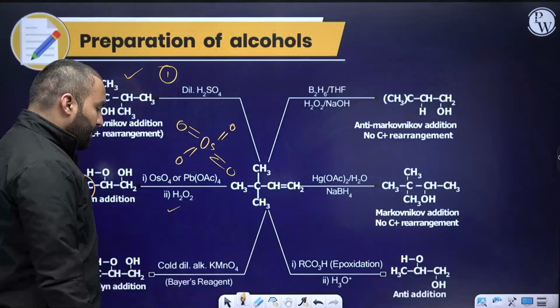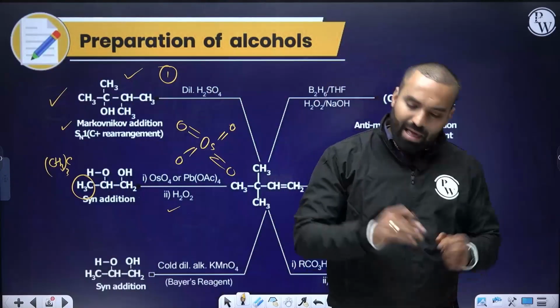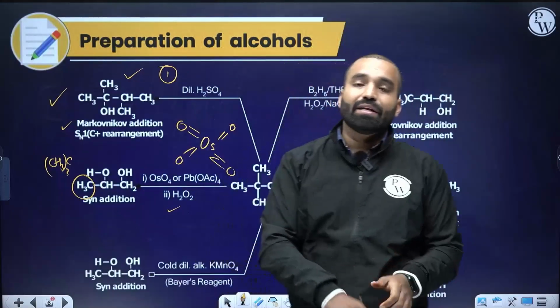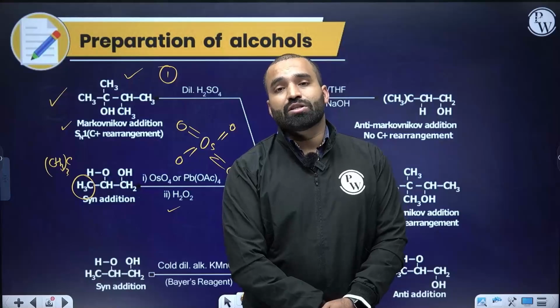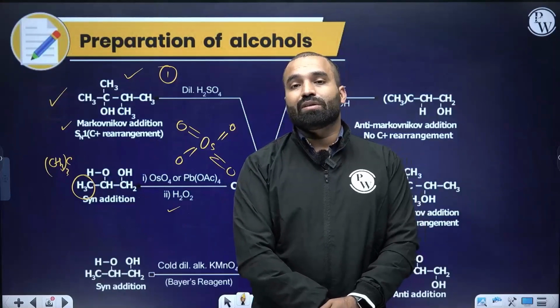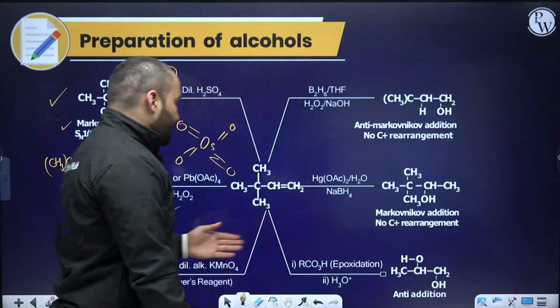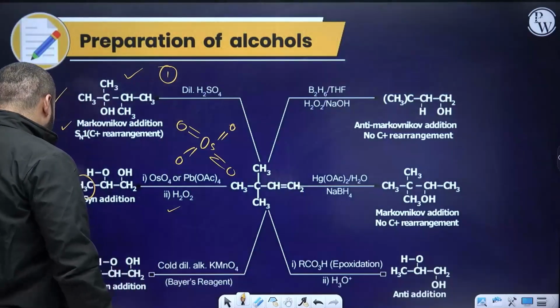Understood? Okay. Now we have a reagent called KMnO4. Everybody knows KMnO4 is an oxidizing agent. But when we take it in cold and dilute conditions, it does not oxidize the molecule that greatly. So instead, it will rupture the pi bond.